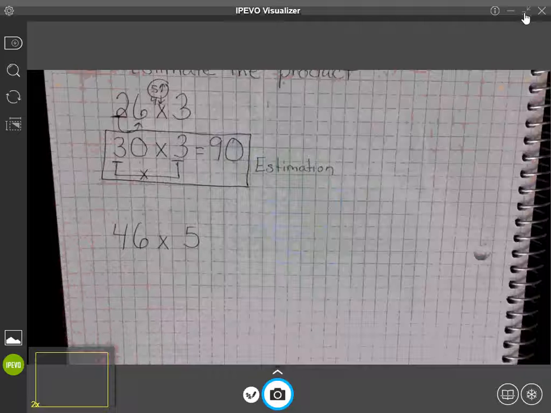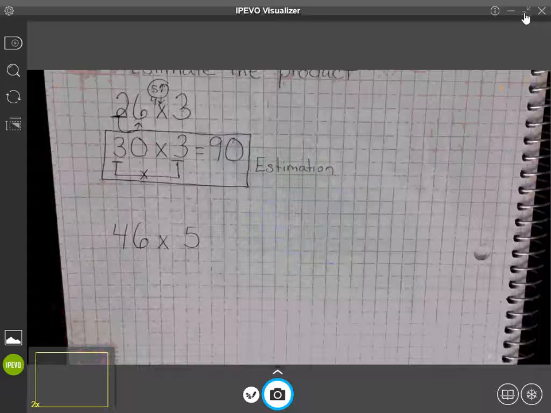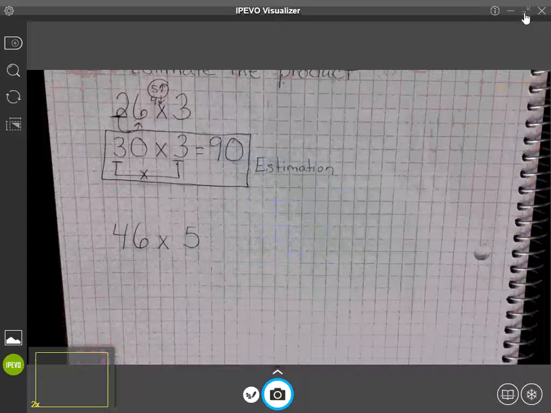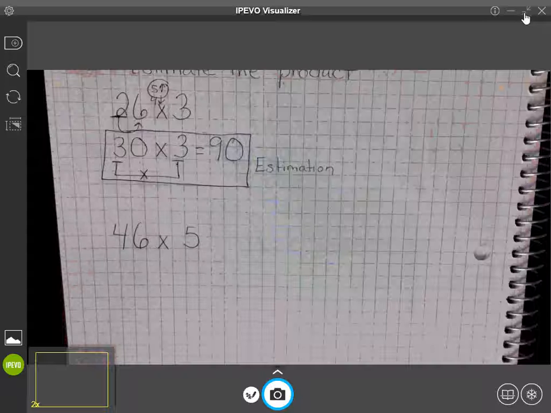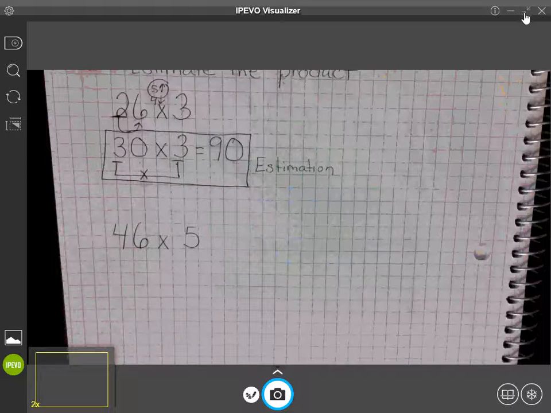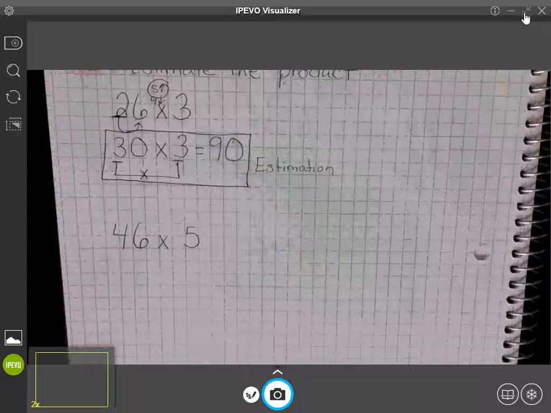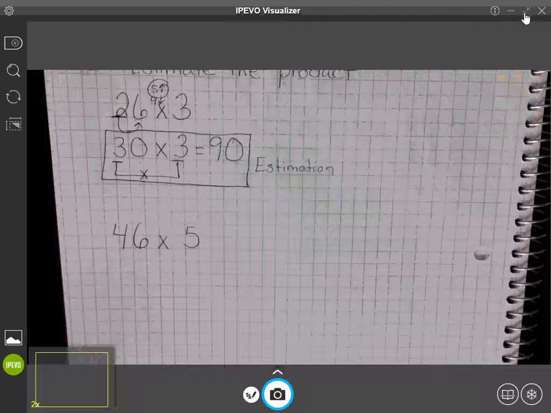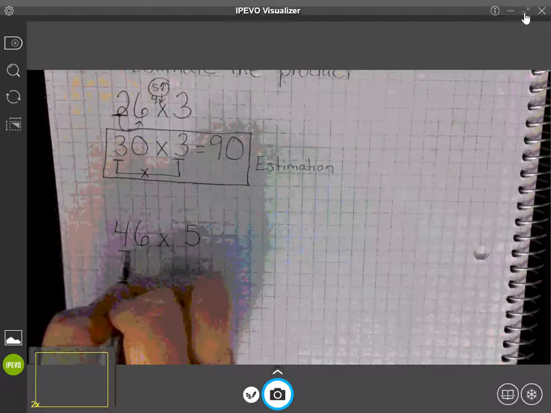We are going to round the 46. We do not round the 5 because the 5 is a 1-digit number. I don't need to worry about that. Okay? The 46, I am going to round. And I'm going to round it to the greatest place value. Okay? So then, what place is the greatest place in 46? Merlin? The 10s. So I'm going to draw my line underneath the 4.